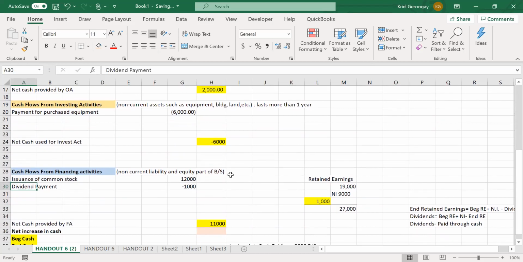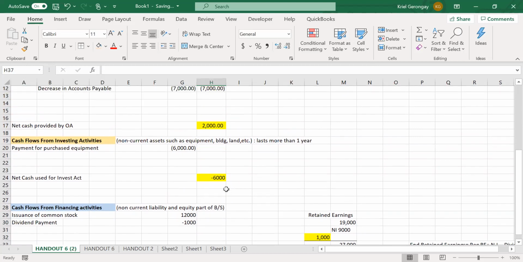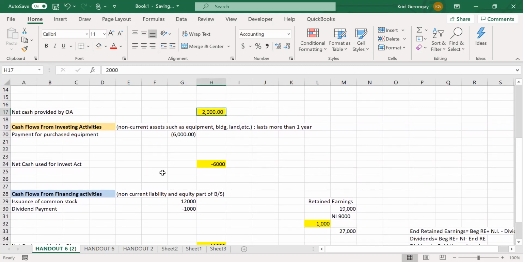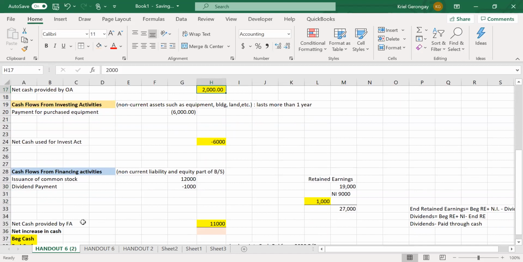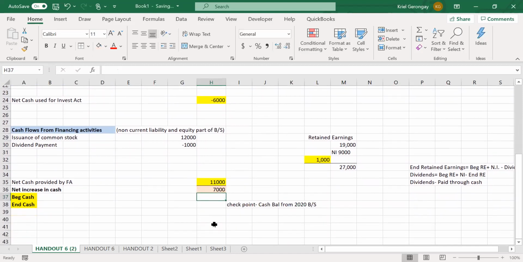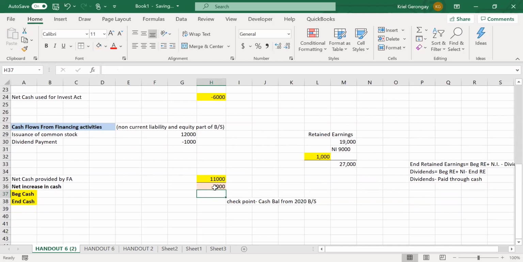To get the net increase in cash, we just have to get the total of the numbers from the three buckets. For net cash provided by operating, we got 2,000. For investing, we got negative 6,000, and for financing, we got 11,000, which totals to 7,000. And so this is your net increase in cash.